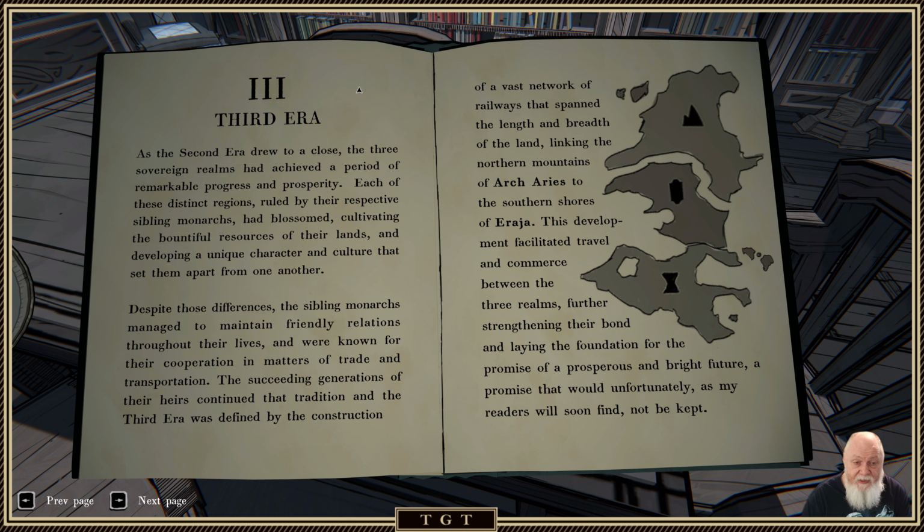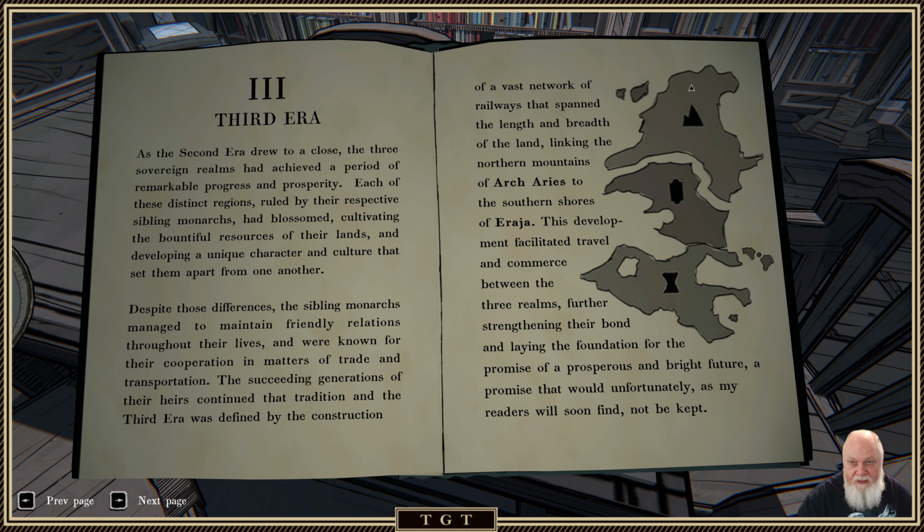The succeeding generations of their heirs continued that tradition, and the third era was defined by the construction of a vast network of railways that spanned the length and breadth of the land, linking the northern mountains of Arch Ares to the southern shores of Eurasia. This development facilitated travel and commerce between the three realms, further strengthening their bond and laying the foundation for the promise of a prosperous and bright future, a promise that would unfortunately, as my readers will soon find, not be kept.